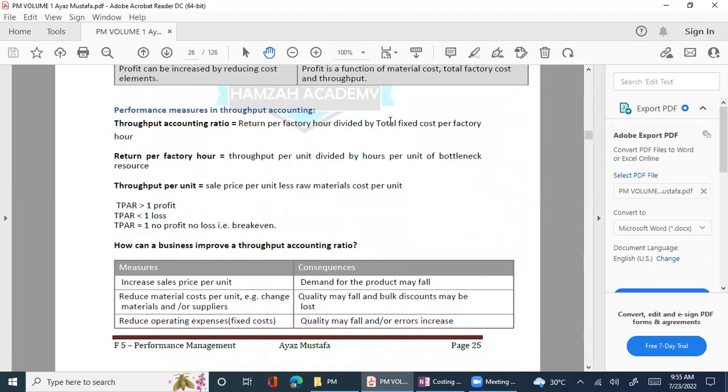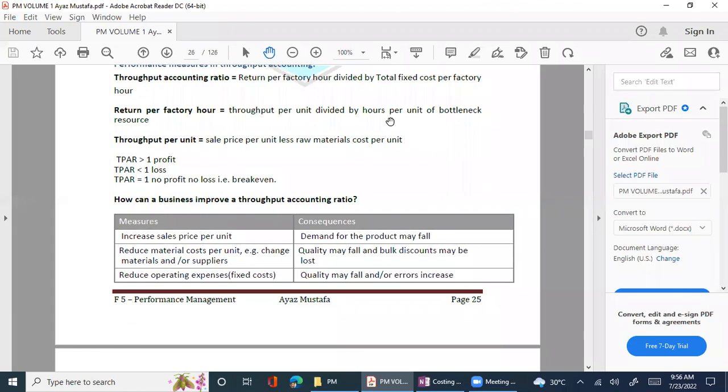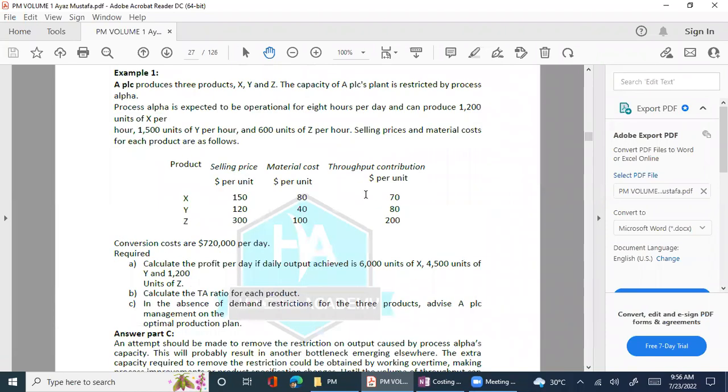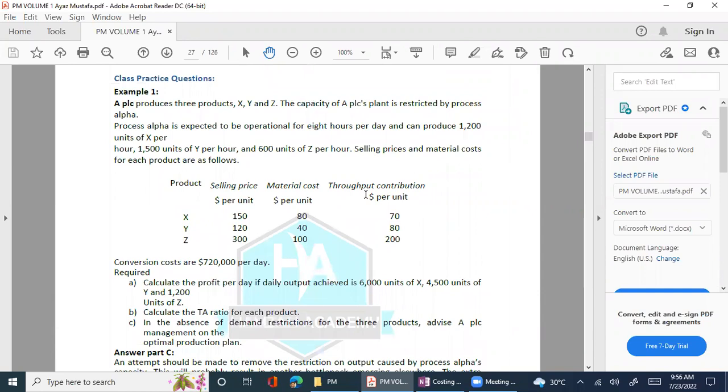I will explain what the throughput accounting ratio is. I am just skipping it for the time being because I will explain the throughput accounting ratio with the help of a numeric. Then I will move to here. Because it will be a numeric part, I will be explaining it there. Is there any question or any confusion that you want to clear before moving to the numeric part of the question? So the silence shows that there is no question. So can I move?